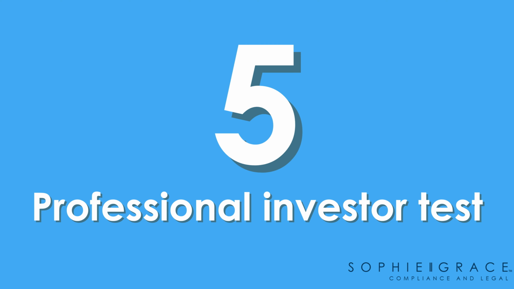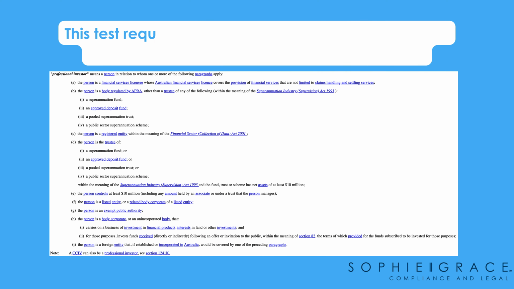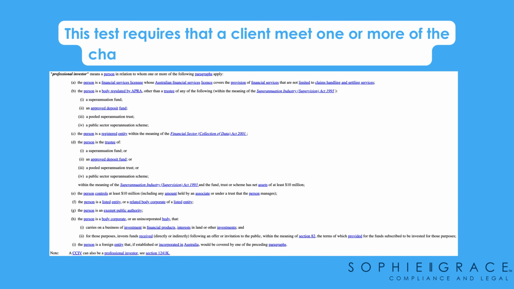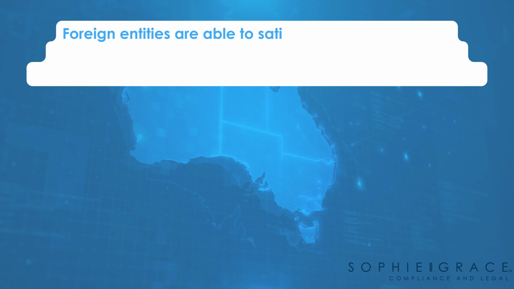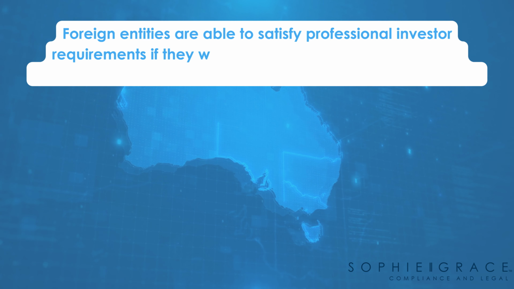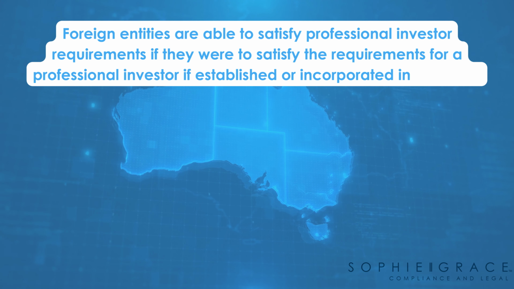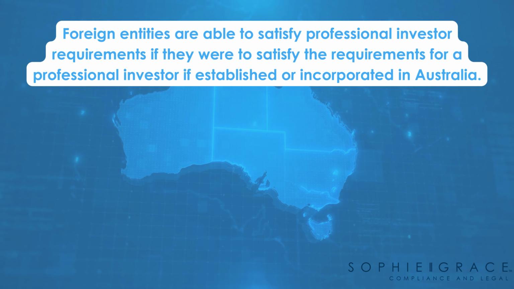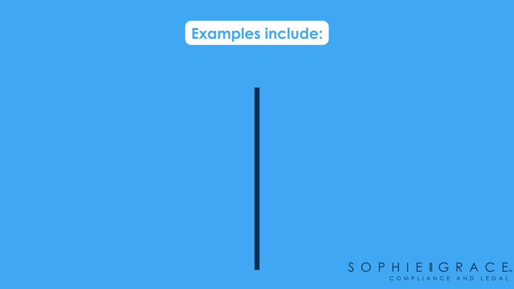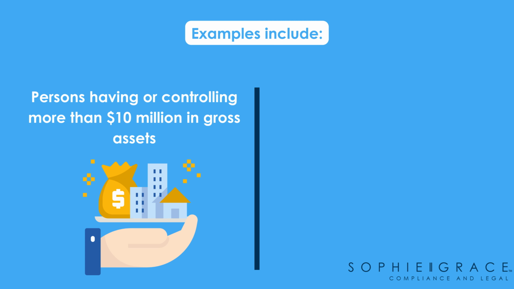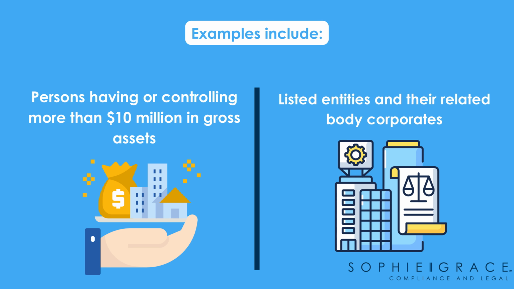Finally, let's have a look at the professional investor test. This test requires that a client meet one or more of the characteristics outlined in the Corporations Act. Foreign entities are able to satisfy the professional investor requirements if they were to satisfy the requirements for a professional investor if established or incorporated in Australia. Let's have a look at a couple examples. Firstly, persons having or controlling more than $10 million in gross assets, including monies held by an associate or under a trust that the person manages.